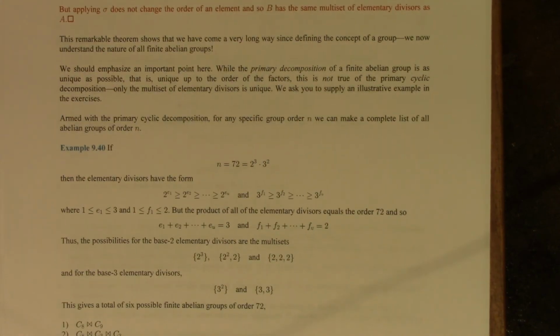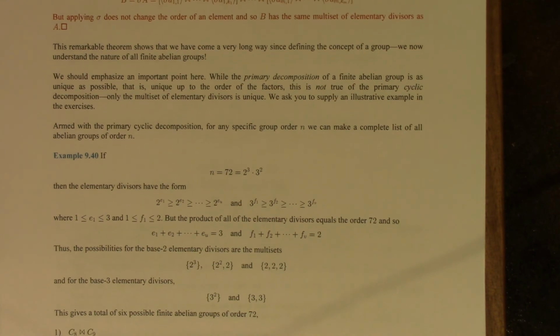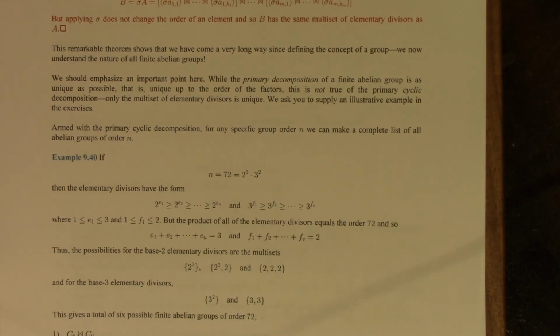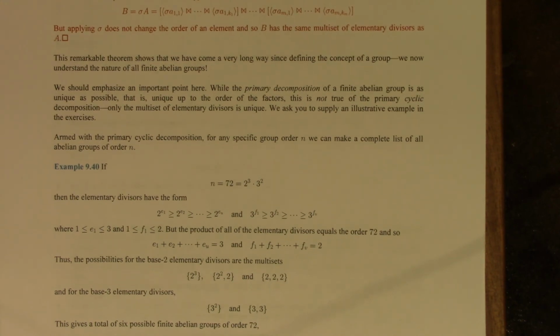This theorem is remarkable. And what is also remarkable is how far we have come in 179 pages of this book, and even in less time, since we first defined the concept of a group. We now understand the nature of finite abelian groups.